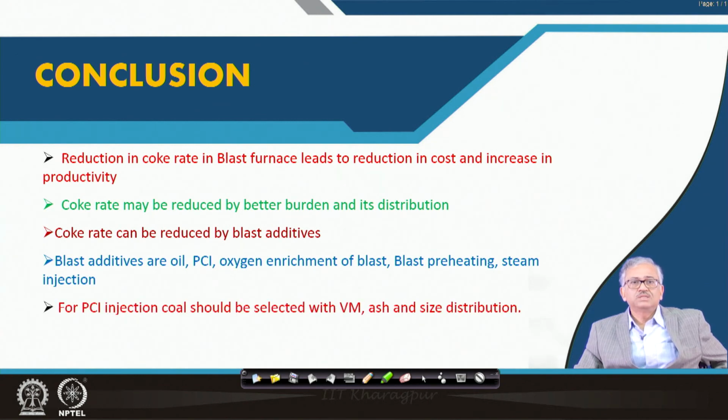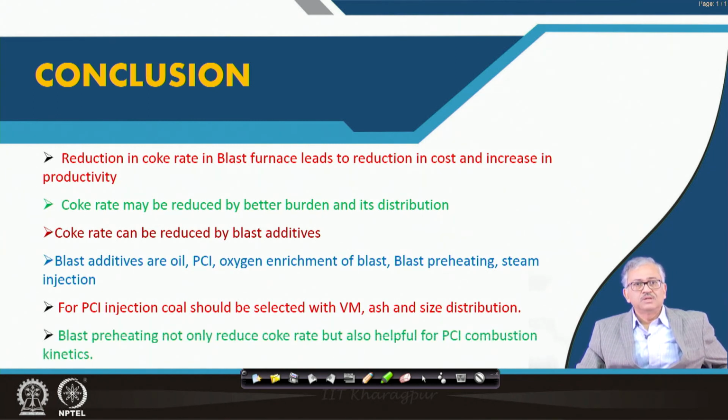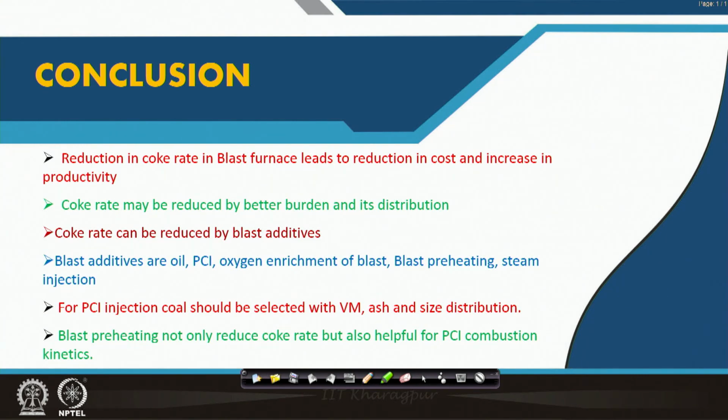For PCI injection, coal should be selected with proper volatile matter, ash and size distribution. Volatile matter should not be very high, ash should be as low as possible, and for size distribution, as I have said, 80% should be less than 75 micrometer. Blast preheating not only reduces the coke rate but is also helpful for PCI combustion kinetics. Okay, thank you. In the next lecture I will discuss oxygen enrichment and steam injection.